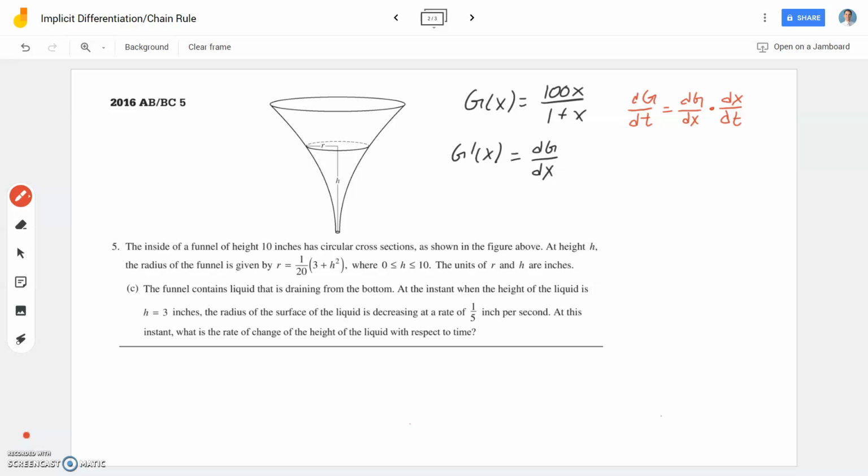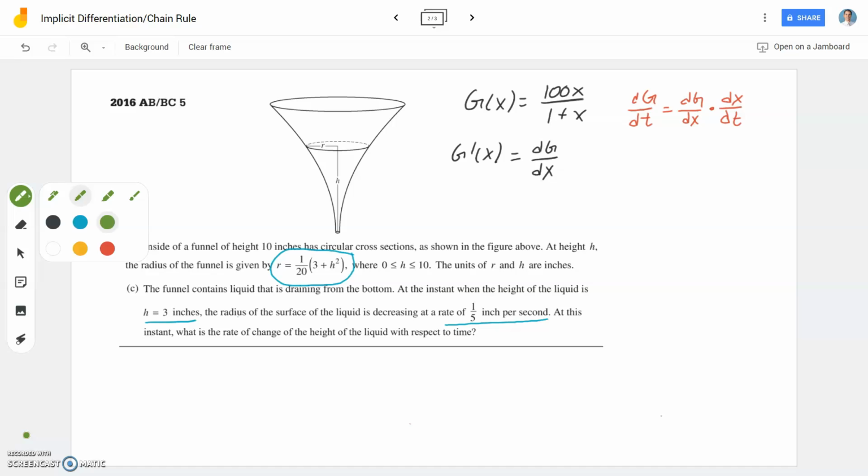I wanted to talk today about a similar problem, another free response problem that I found that would give you another problem to consider when discussing this sort of concept. So this is about a funnel of height 10 inches. Its cross sections are circular, and we're given the relationship between the radius and the height of the funnel by that equation right there. We have liquid that's draining out of the bottom of this funnel, and we're asked to find, when the height of the liquid is 3 inches and the radius of the surface of the liquid is decreasing at a rate of 1/5 inch per second, the rate of change of the height of the liquid with respect to time.